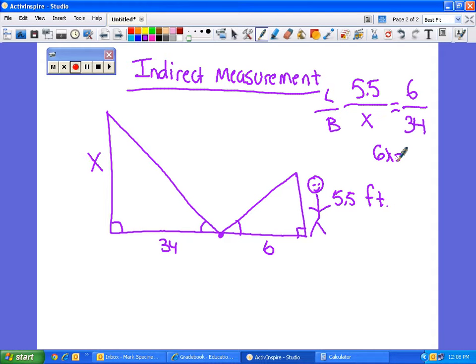So 34 times 5 is 170. 187. I get that 6x equals 187. Divide both sides by 6. You get that x is about 32.3, 32.33. No, 31.2, sorry. Because it's 6 and not 30.